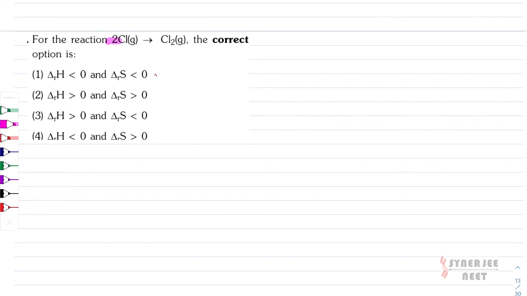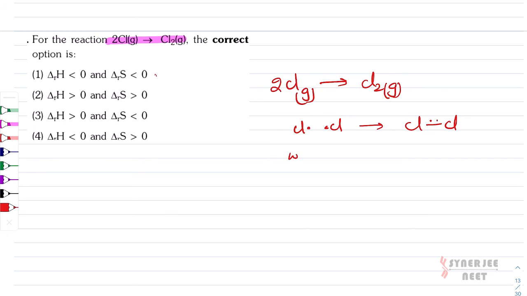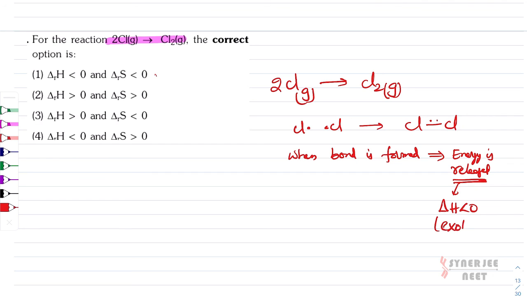For the reaction, the correct option is... Now how to solve these problems? It is given as 2Cl gas giving Cl2. Now what is happening here: there is chlorine, and between two chlorines a bond is forming. Cl and Cl, a bond is forming, and when a bond is formed, energy is released. Since energy is released, it is an exothermic process. That means delta H is less than 0, exothermic.